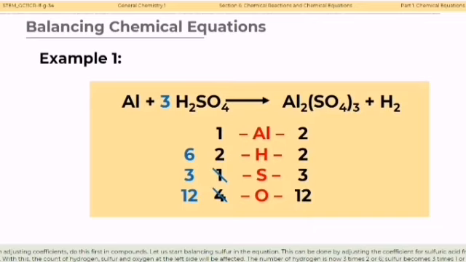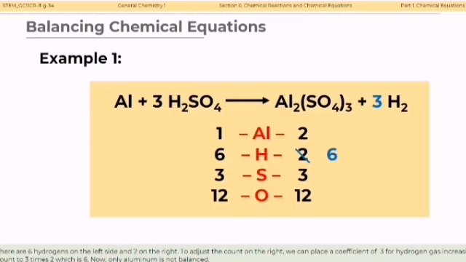At this stage, hydrogen and aluminum are not yet balanced. It is an advantage that coefficients of the elements are adjusted last, since no other elements would be affected.